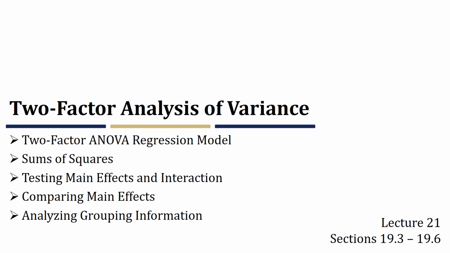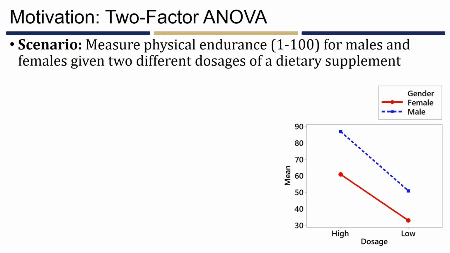This lecture is going to cover two-factor analysis of variance, or two-factor ANOVA. Suppose we want to measure the physical endurance score on a scale from 1 to 100 for a random sample of males and a random sample of females, each of whom is given one of two different dosages of a dietary supplement, either a high dosage or a low dosage.